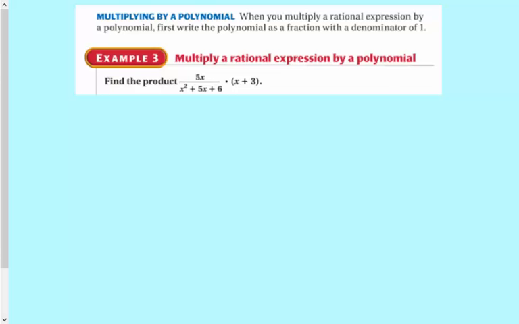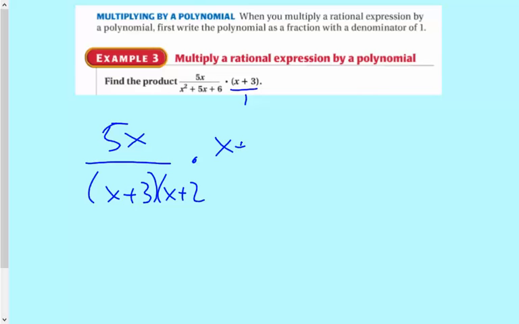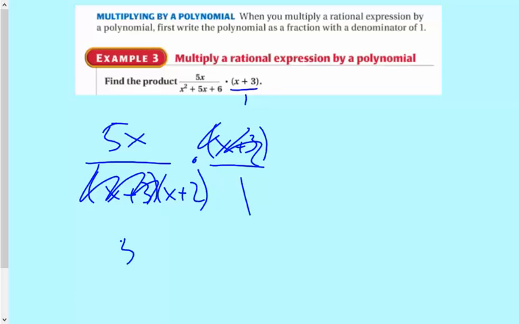Okay, and then here's multiplying by just a normal number. So what we're going to do here is we're just going to put this over 1 and make it into a fraction. And so what I'm going to do is I'm going to start by factoring the bottom, x plus 3, x plus 2. And then on the top I have x plus 3 over 1. And what I notice is that I have an x plus 3 over an x plus 3, so those reduce. And I have 5x on the top. X plus 2 times 1 is just x plus 2, and that would be your answer.